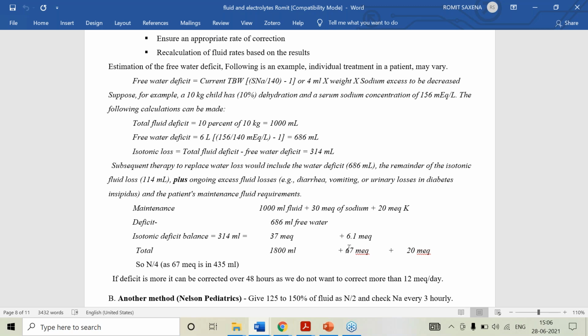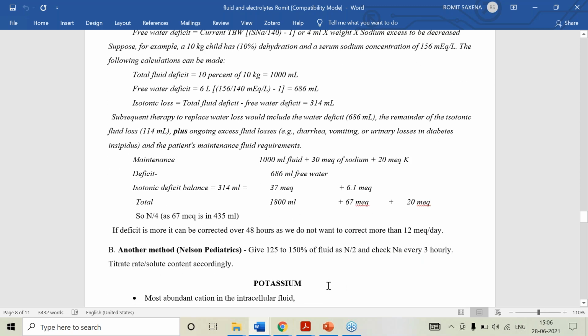Now, if you remember, in normal saline we have 154 milliequivalents in 1000 ml, so in every ml it is 0.154. So for 67 milliequivalents, it will be 67 into 0.154, or 66.9. So 67 ml is required of the 435, so that is around N by 4 that is required. Another, easier method, which Health and Pediatrics gives, is you give 1.5 times maintenance as N by 2. But again, the importance is of 3-hourly sodium monitoring.